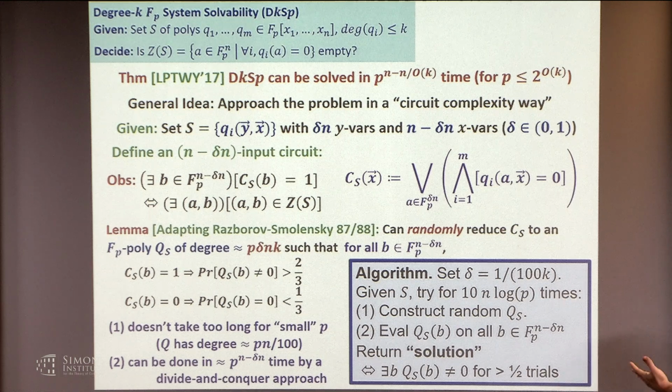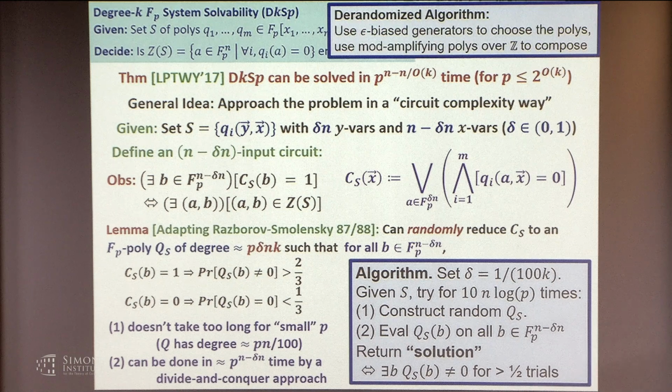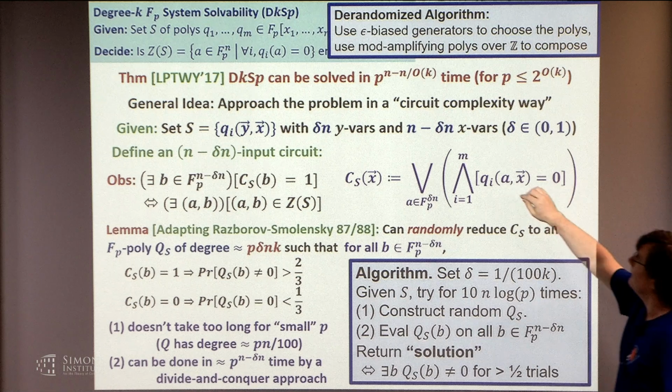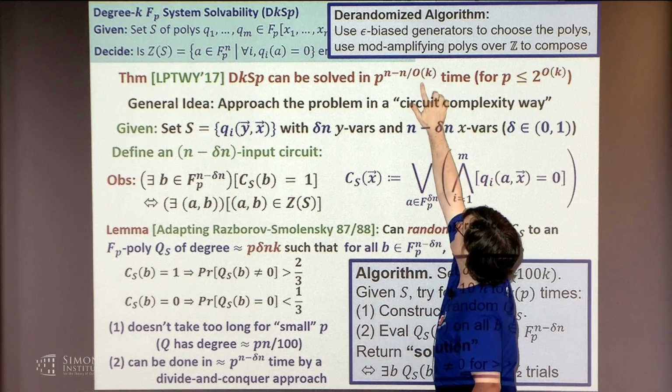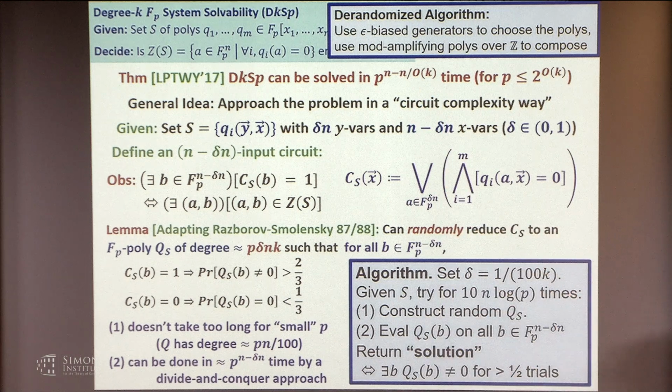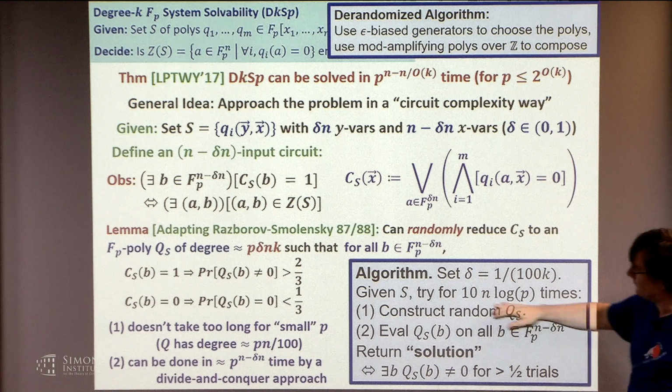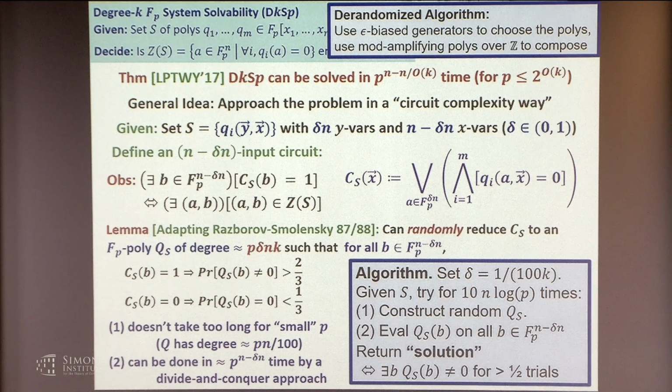So this is a randomized algorithm, and you can de-randomize it with some loss. You'll have some order k term that depends on p a little bit. Just at a really high level, you can use epsilon bias generators, say for F_p, to choose these polynomials. And you can use mod amplifying polynomials to compose these layers of polynomials over the integers. So that's just a really high-level idea of how the de-randomized algorithm works.